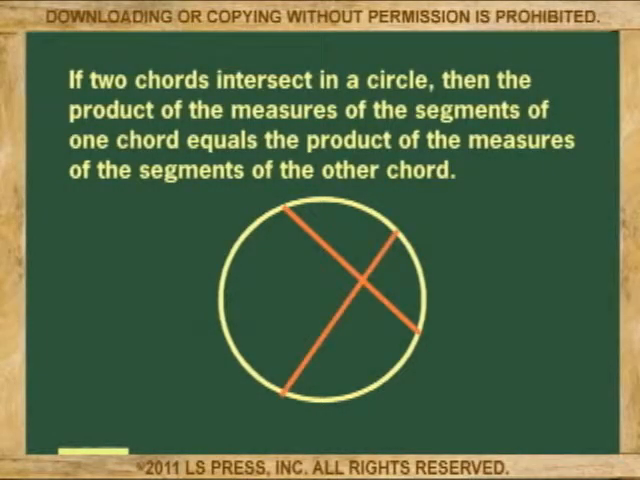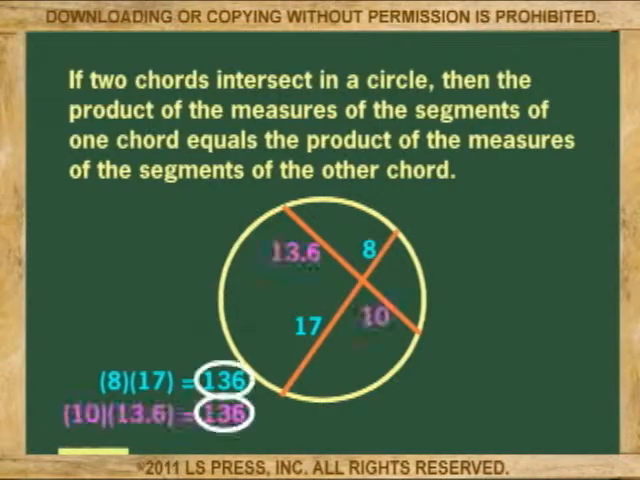If two chords intersect in a circle, then the product of the measures of the segments of one chord equals the product of the measures of the segments of the other chord.